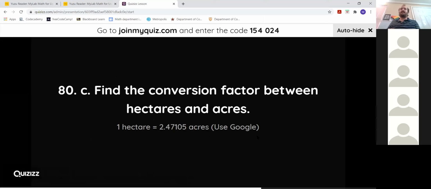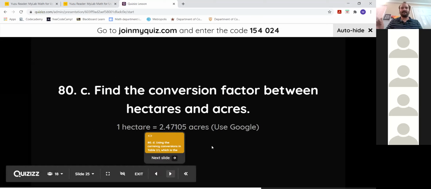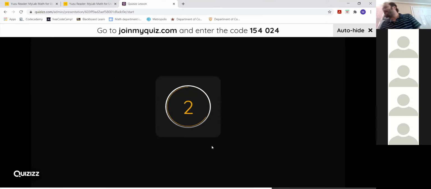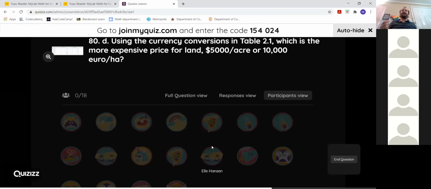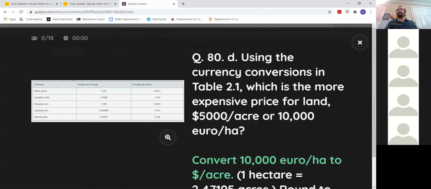So this is a C. 1 hectare is 2.47015 acres. I got that from Google. So that's what they wanted you to do for part C. I don't know how else you're going to do it. Going to go probably do a decimal system in the library or something. I don't know. But Google's probably the quickest way.